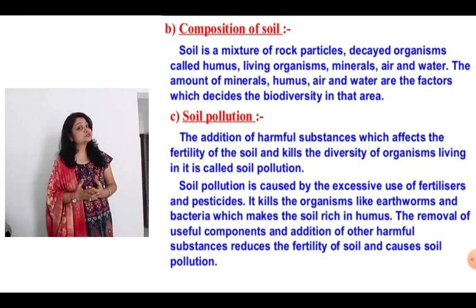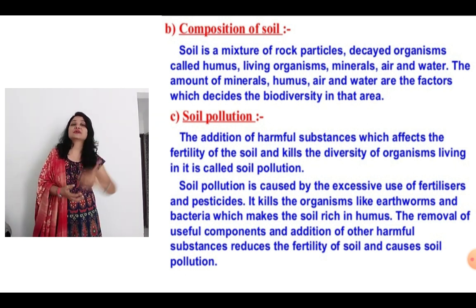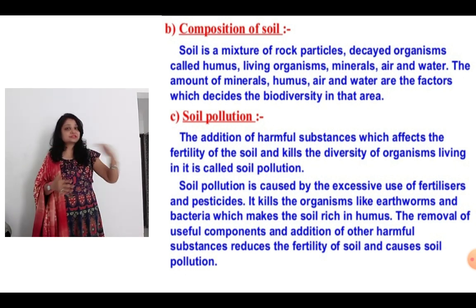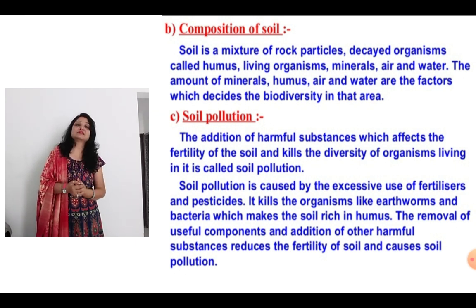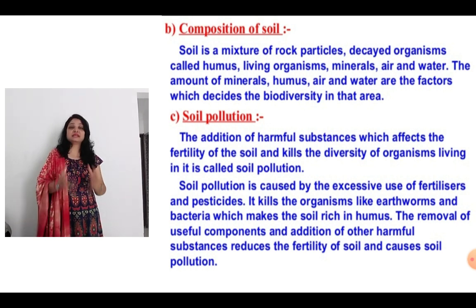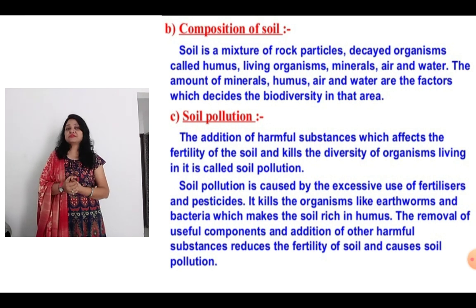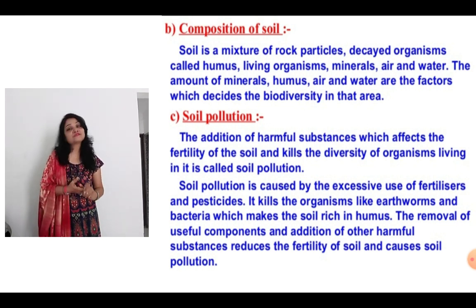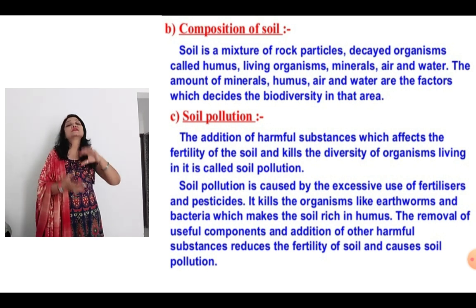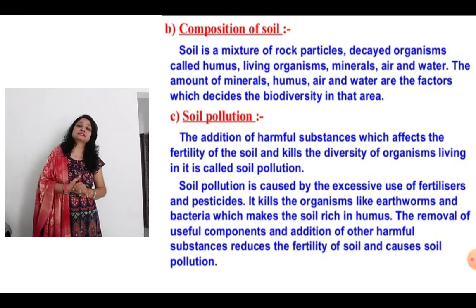Now regarding the composition of soil, you also have knowledge about the layers of soil. It is a mixture of rock particles and decayed organisms, that is humus, in the topmost layer. Living organisms also live in the topmost layer. Minerals deeper, air, water, all these things are there in the soil. The amount of minerals, humus, air and water are the factors which decide the biodiversity. Now what is biodiversity? The living organisms, right? So these things in the soil tell us the biodiversity.